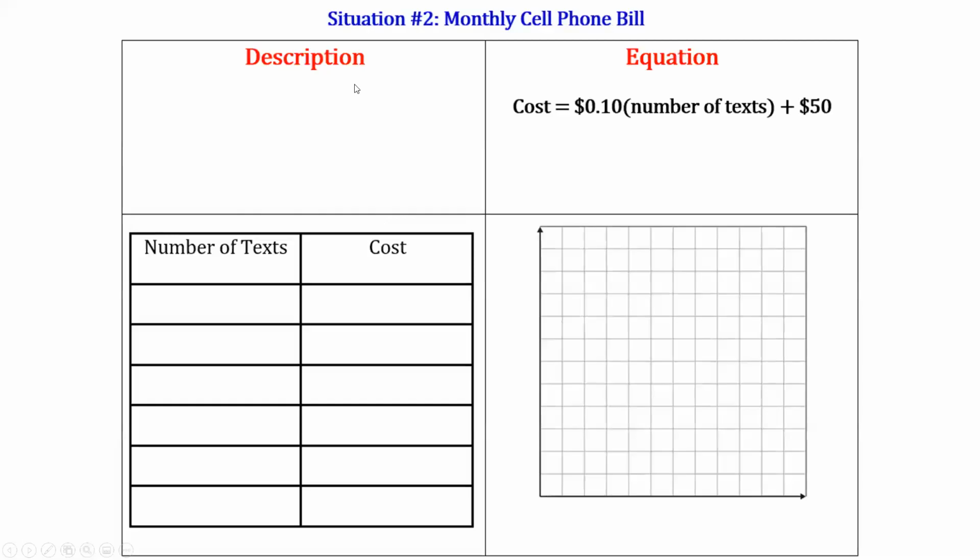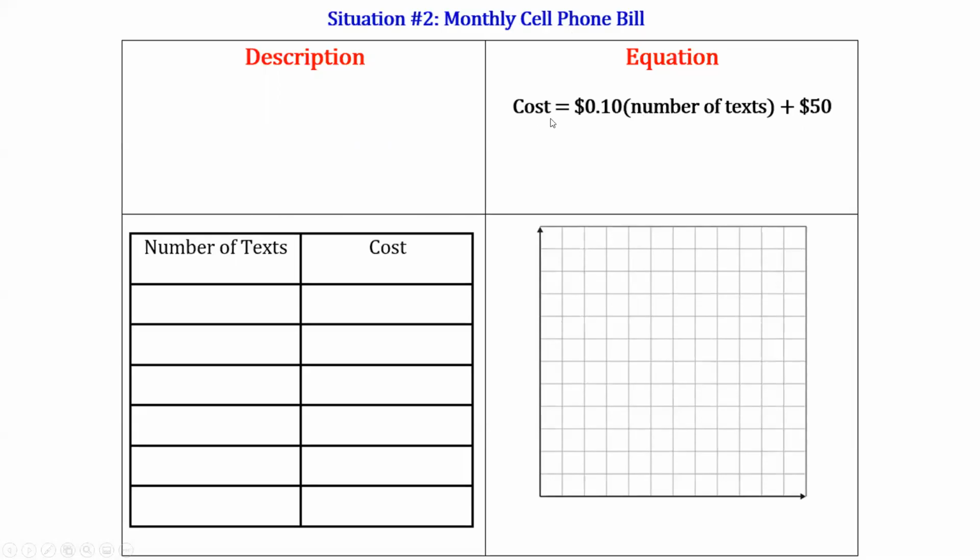Let's go and look at number 2, situation number 2. This one's about a monthly cell phone bill, and what they give us this time is the equation. I'm not a big fan of how the equation's written because I don't like that they use dollar signs. I don't like that they use full words instead of variables. But it's okay. We can write it that way. I'll write it a different way in a moment.